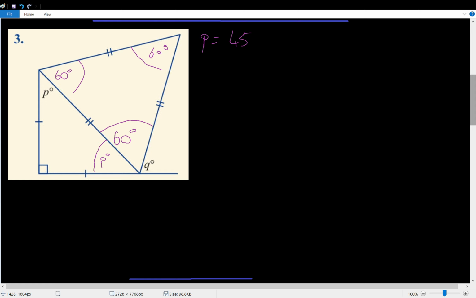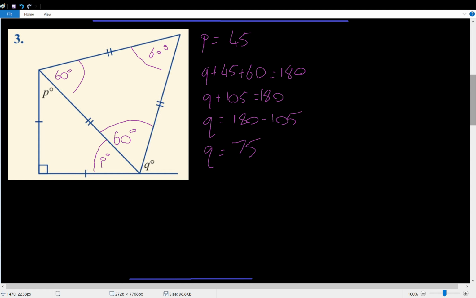And then for Q, well, Q plus 60 plus P has to equal 180. And since we have a value for P, we can say that Q plus 45 plus 60 is equal to 180. So that's going to be Q plus 105 is equal to 180. So Q is equal to 180 minus 105. So Q is equal to 75. And that's how we would work out the value for P and Q in this one. Alright, let's move on to question 6.